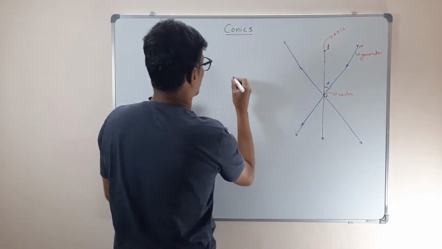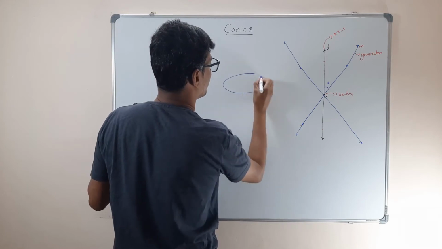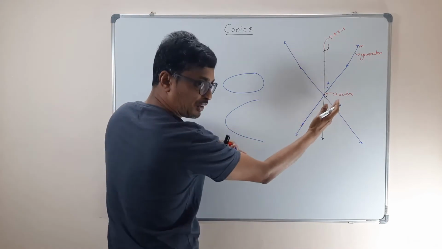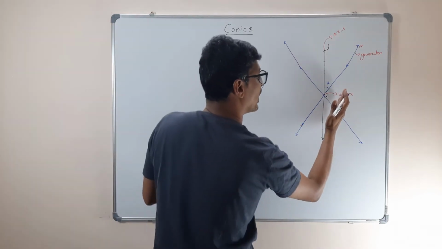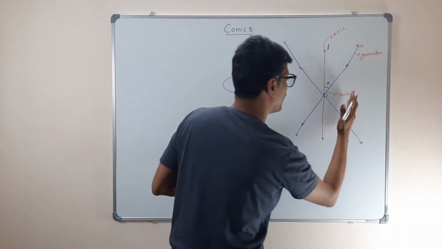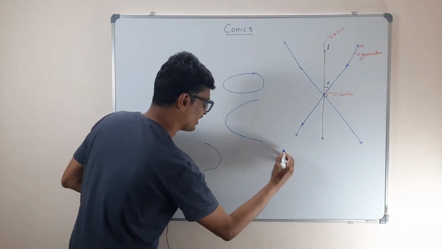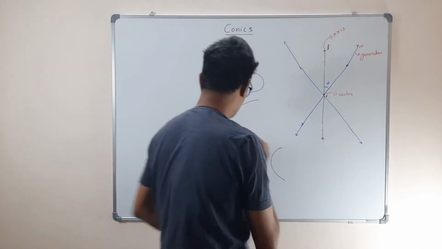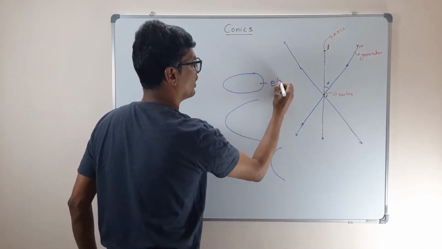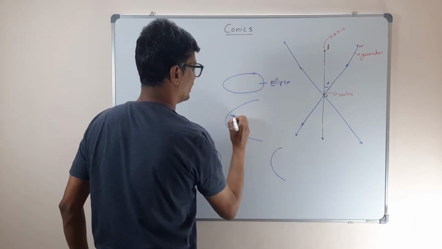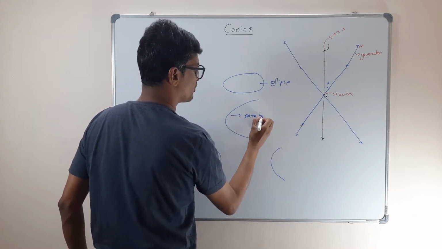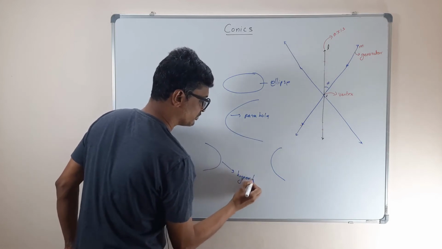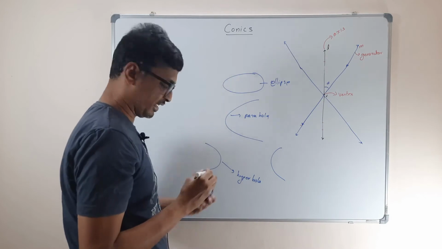So what happened? First you got an ellipse like this, and then slowly it becomes like a parabola when I become parallel to it. When I tilt it further, you are going to get two curves like this. Am I right? One here and one here. So this is an ellipse. And this is your parabola. And this is your hyperbola.